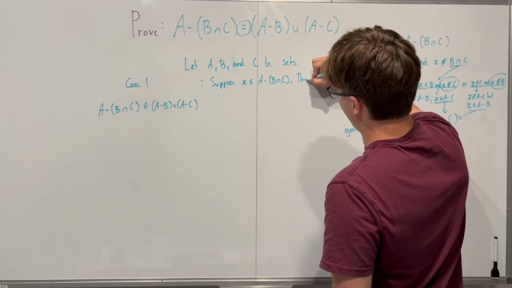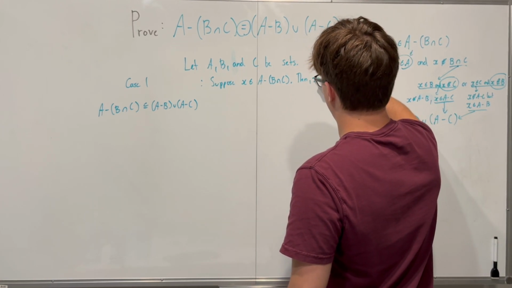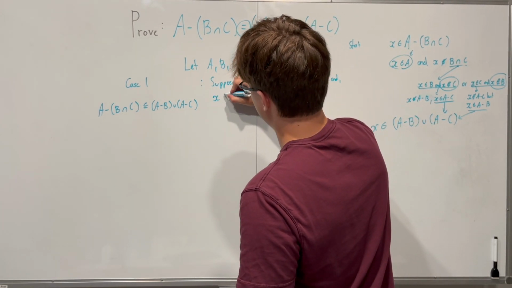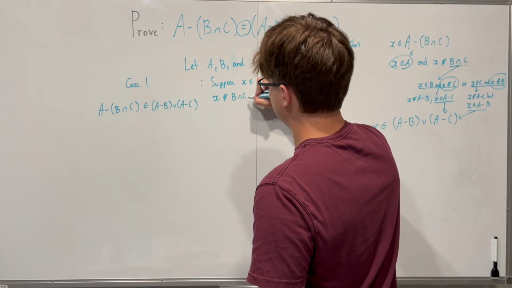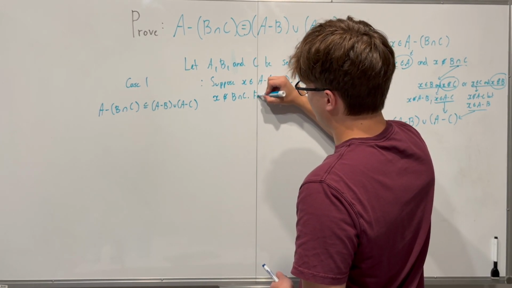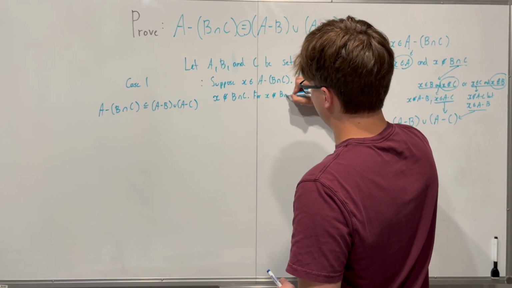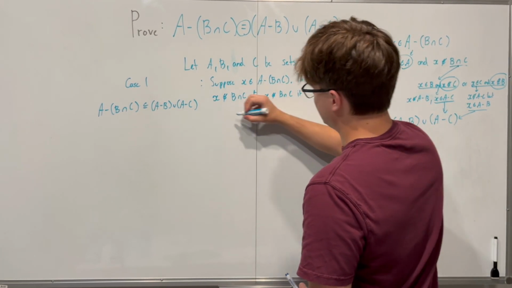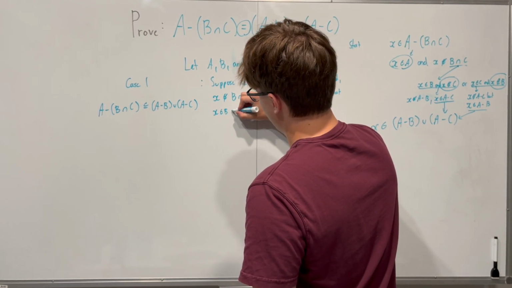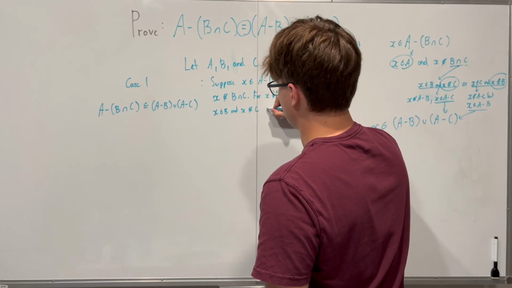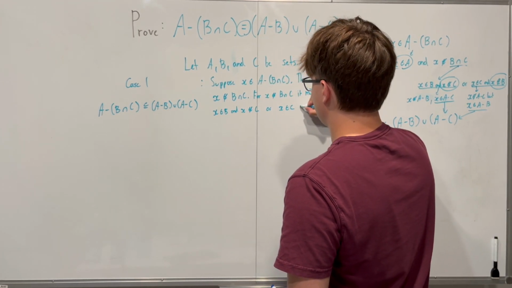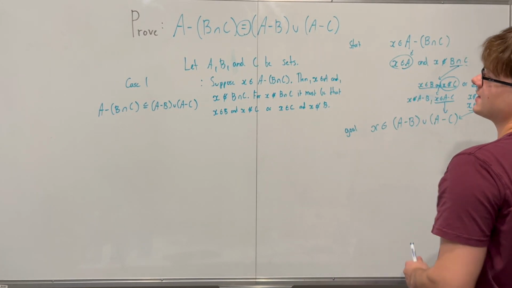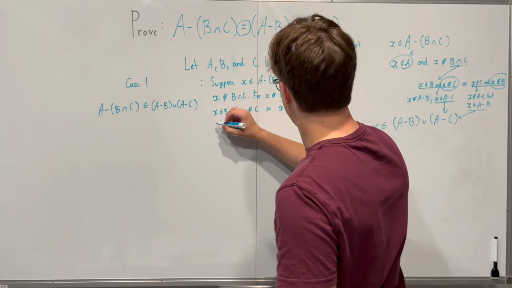Fantastic. We then say, then x is an element of A and x is not an element of B intersect C. We then say, for x to not be an element of B intersect C, it must be that x is an element of B and x is not an element of C, or x is an element of C and x is not an element of B. Fantastic. Now we break it down into our 2 cases that we've created.